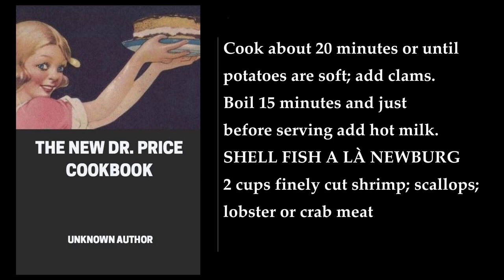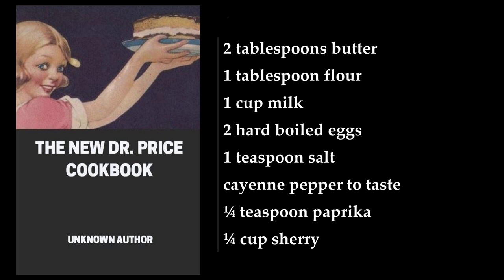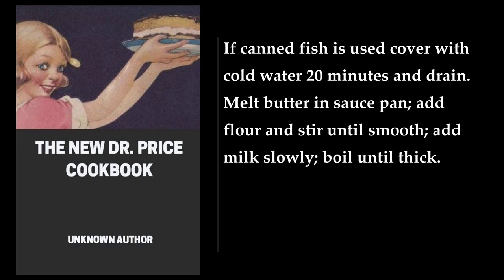Shell fish a la Newburg. 2 cups finely cut shrimp, scallops, lobster or crab meat. 2 tablespoons butter. 1 tablespoon flour. 1 cup milk. 2 hard-boiled eggs. 1 teaspoon salt. Cayenne pepper to taste. 1/4 teaspoon paprika. 1/4 cup sherry. If canned fish is used, cover with cold water 20 minutes and drain.